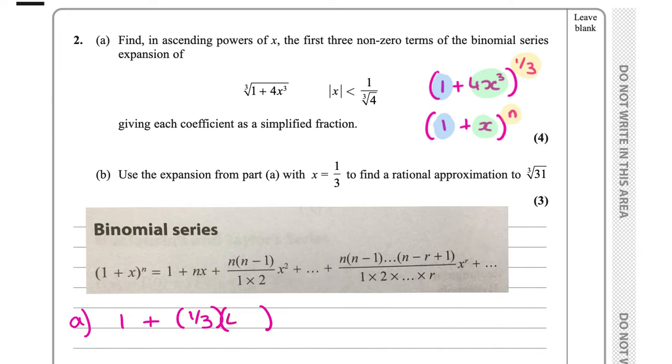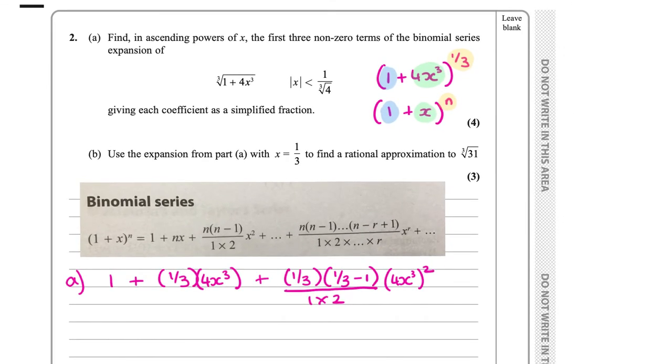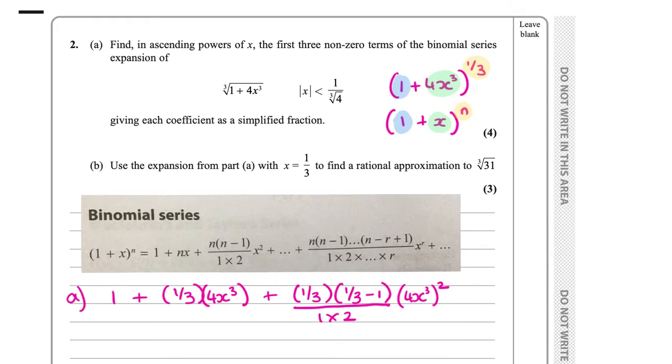4x cubed. Yes, 4x cubed. Please make sure that we're using the substitution correctly. Plus, and then we have n, which is a third. n minus 1, a third minus 1, over 1 times 2, lots of x squared. Remember our x is 4x cubed. Okay? And how many terms does it want? 3. Oh, perfect. This is the first 3.